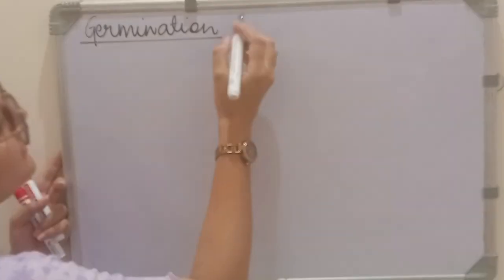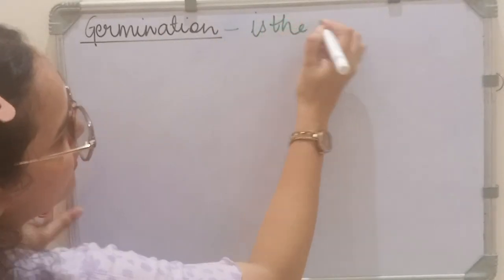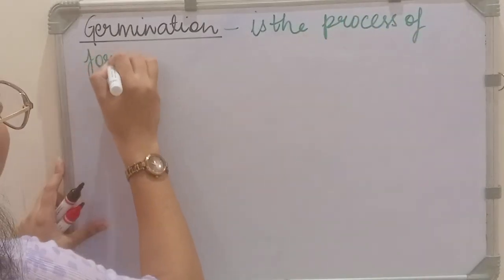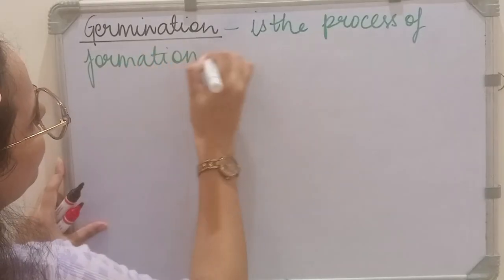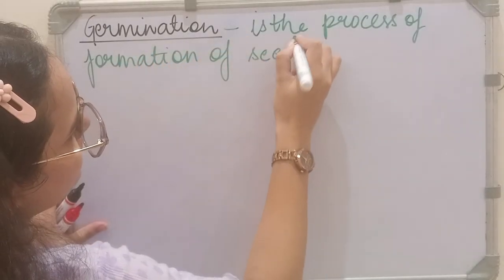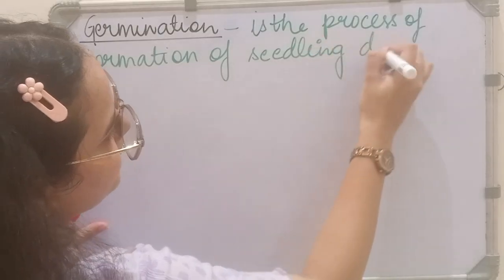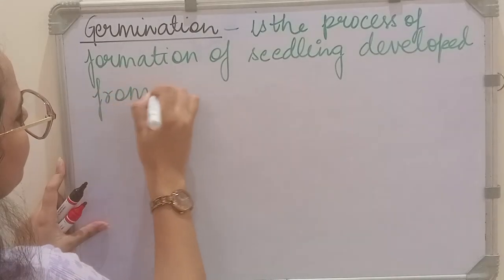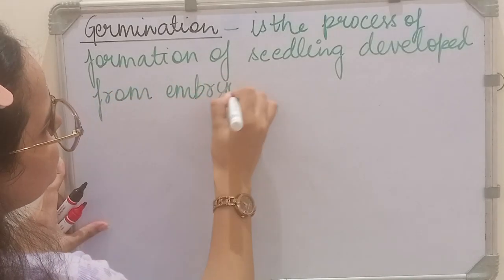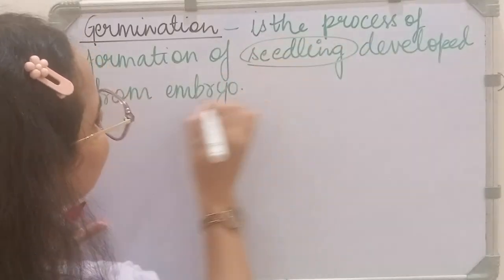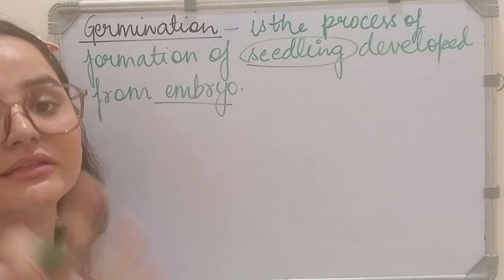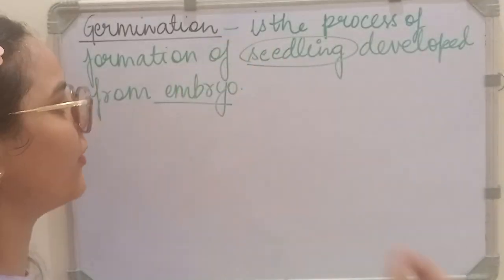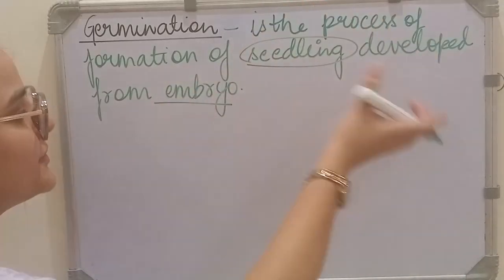So germination is the process of formation of a seedling developed from the embryo. Let's understand this definition. Here the important words are seedling and embryo. Seedling means young plant. So germination is the process in which a young plant is formed, which develops from the embryo.